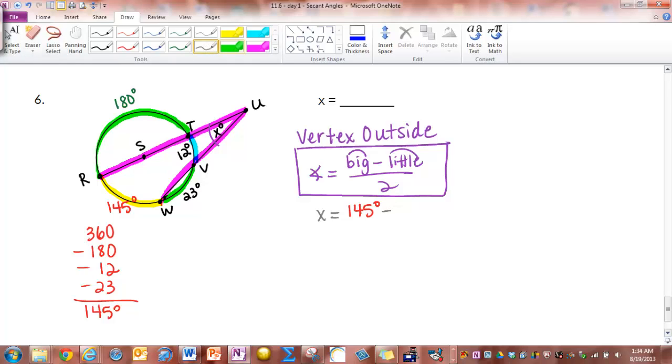Then I subtract my little arc. Its measure is 12 degrees, and I divide by 2. Putting my x over 1 and cross multiplying, I get x times 2, or 2x, equals 145 minus 12, which is 133 degrees. Dividing both sides by 2 gives me x equals 66.5 degrees.